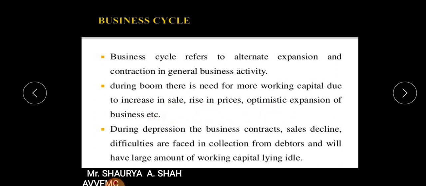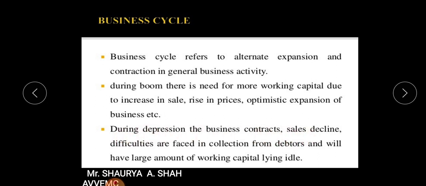Suppose there are rises in prices, so you need to pay more. For paying more you require more cash, right? So again the requirement increases, and if the business is to be expanded, then for that also you require higher working capital. Now during the depression the business contracts, right?